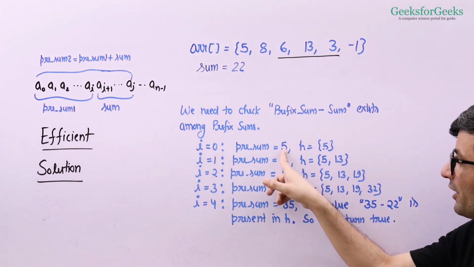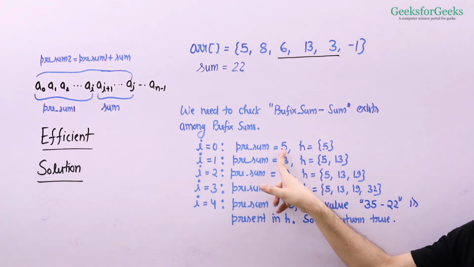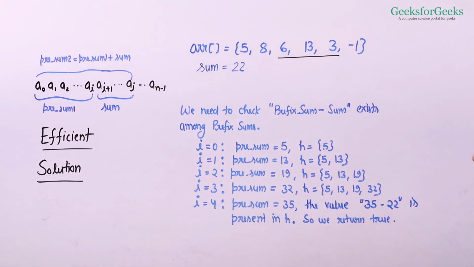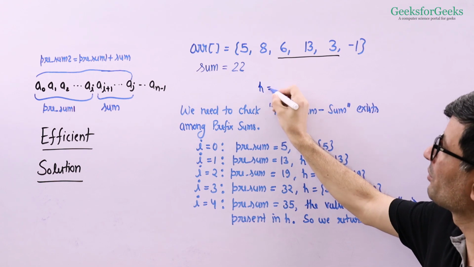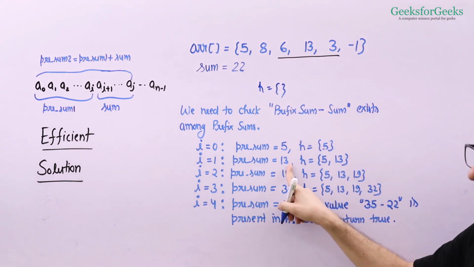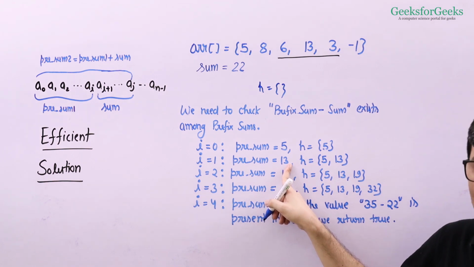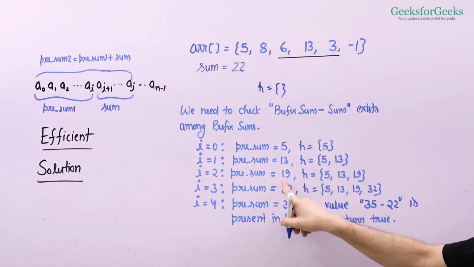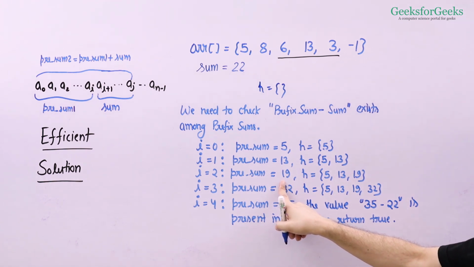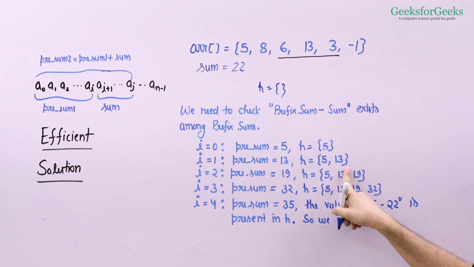So at every point here also we search for 5 minus 22 in the hash table, but the hash table is initially empty, so we would not find it. At this point we will search for 13 minus 22, the hash table has only 5. At this point we will search for 19 minus 22, the hash table has these entries, we would not find it.